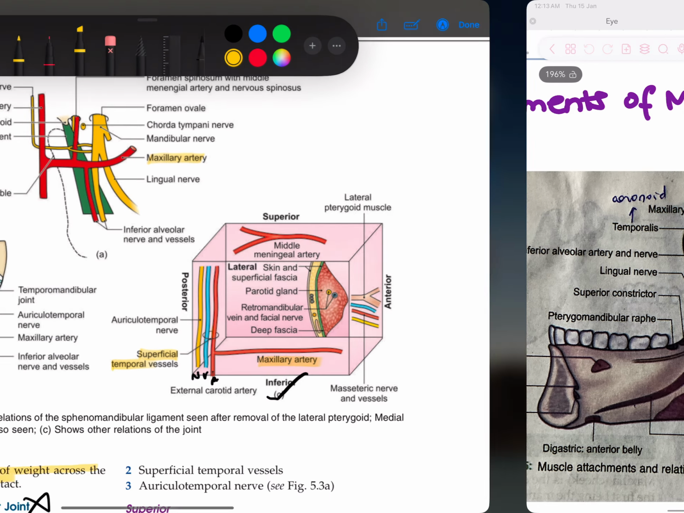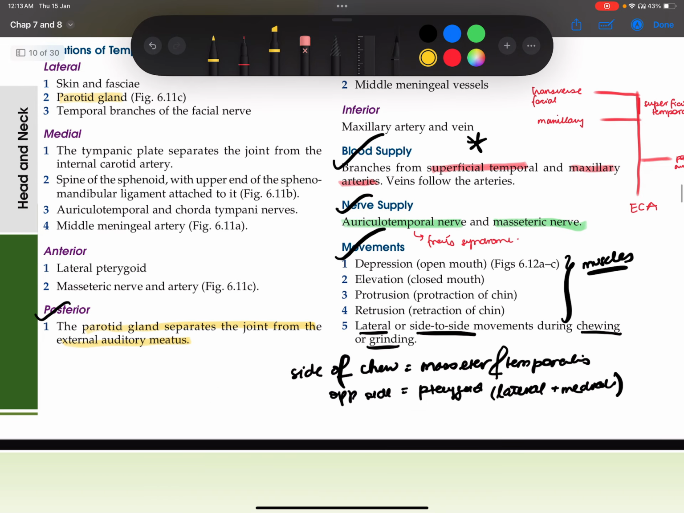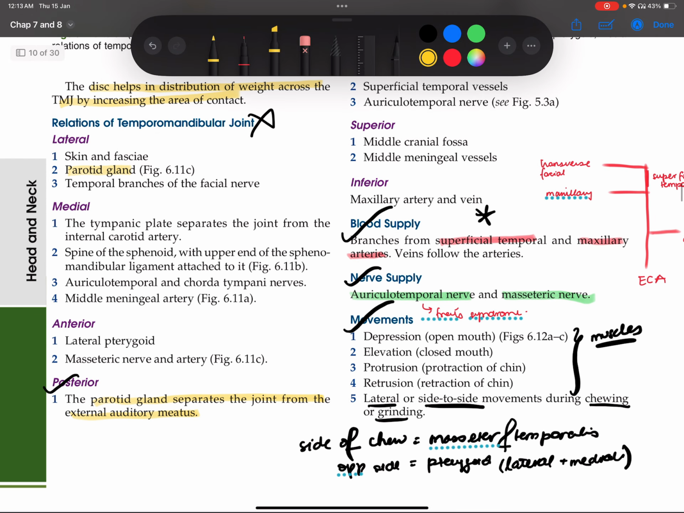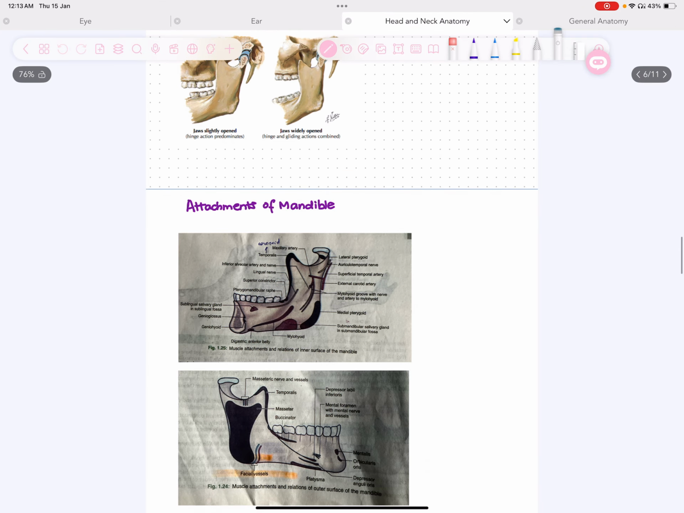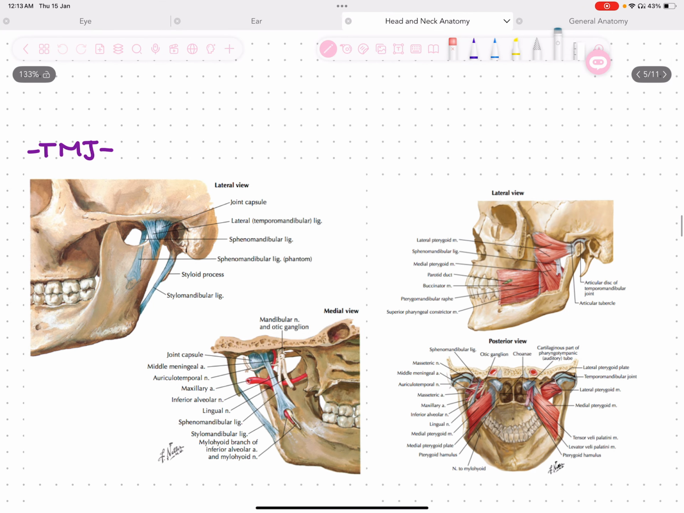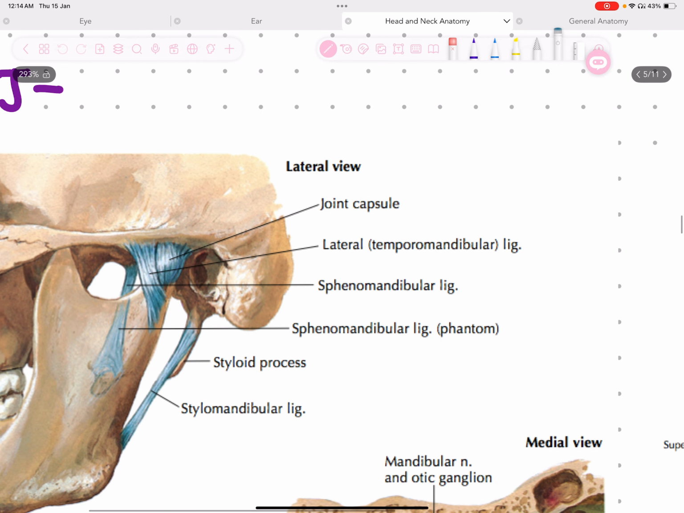That's something you know. Moving forward, relations. For relations, you do not need to know them, but I'll just tell you briefly that anteriorly you'll have the mandibular notch and the masseteric nerve and artery. So if this is the TMJ, right? Anteriorly, as such, anteriorly, right?